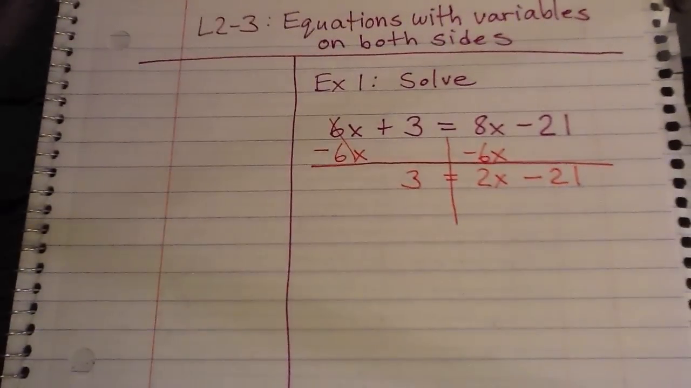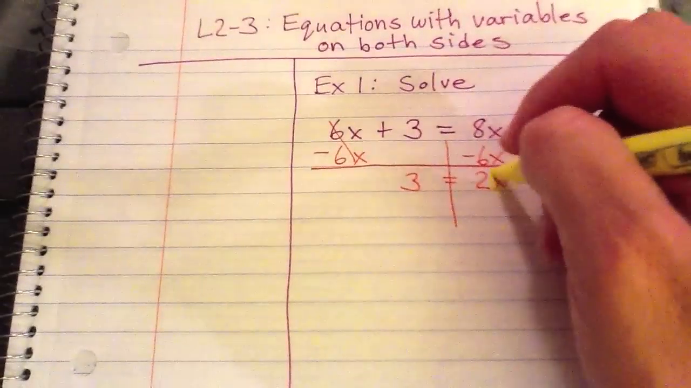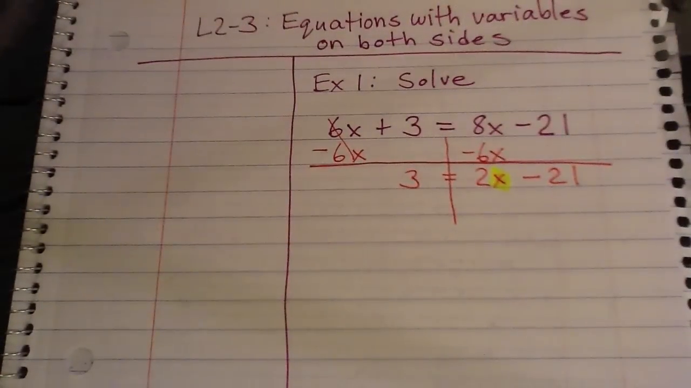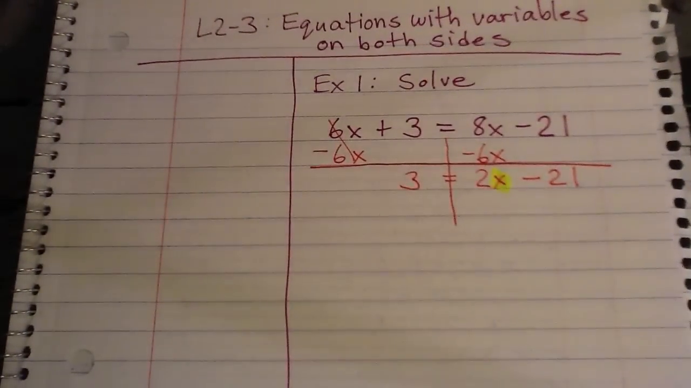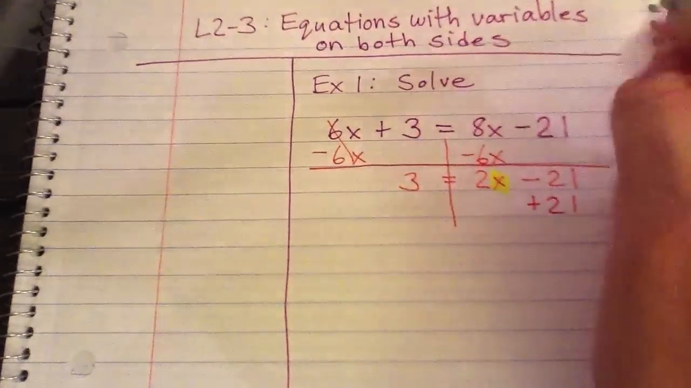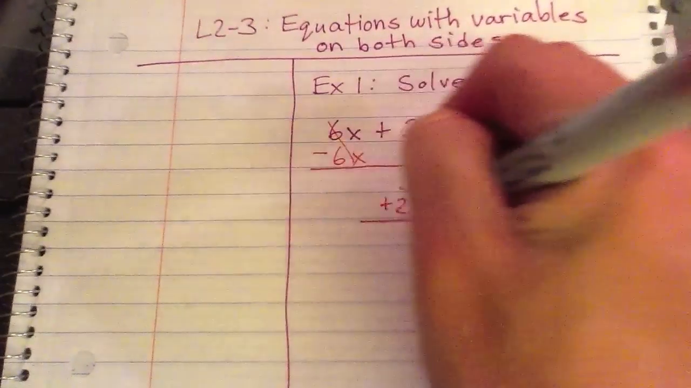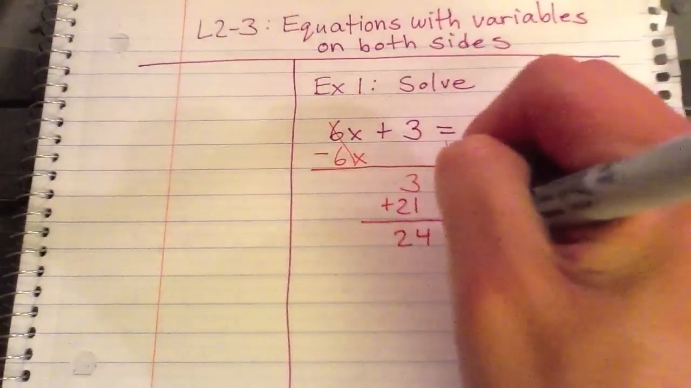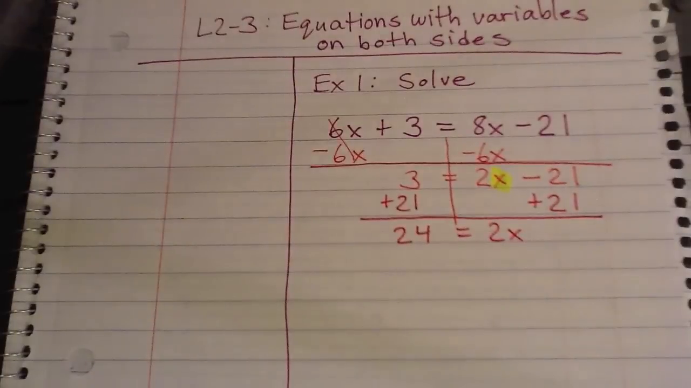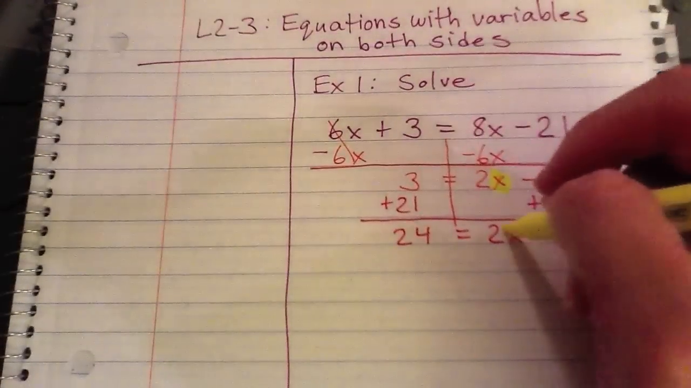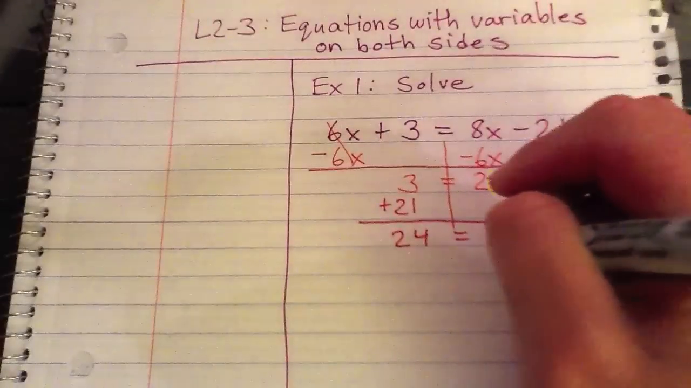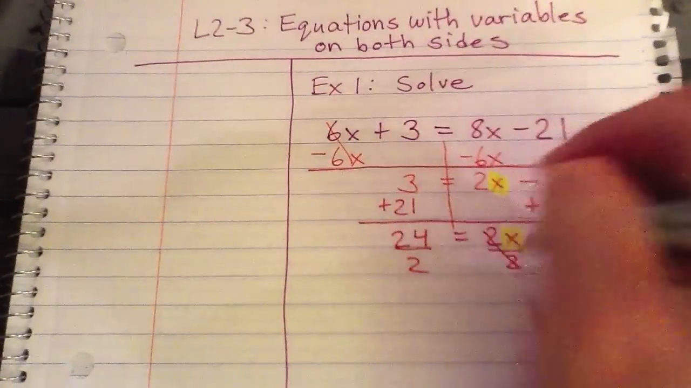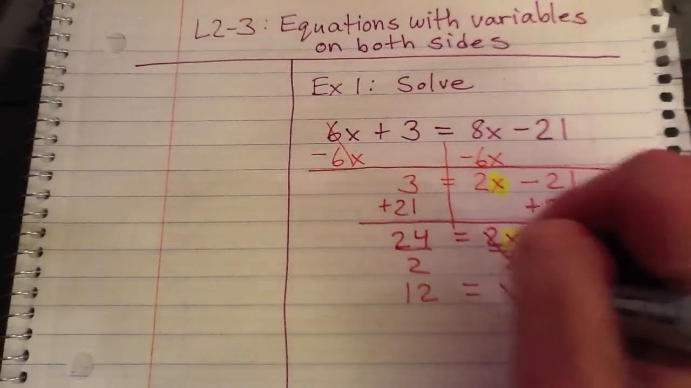And now you do exactly what we've been doing. So now you're trying to isolate this variable. The variable's on the right, so I want to move everything else that's on the right away from it. So first thing I would do is move the negative 21 since it's subtracting from the x. So opposite or inverse operation is to add 21. I end up with 24 equals 2x. And I'm still trying to get this x alone right here. 2 is multiplying to x, so I'm going to divide both sides by 2. I end up with 12 equals x.